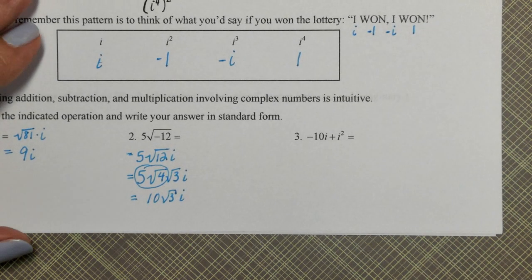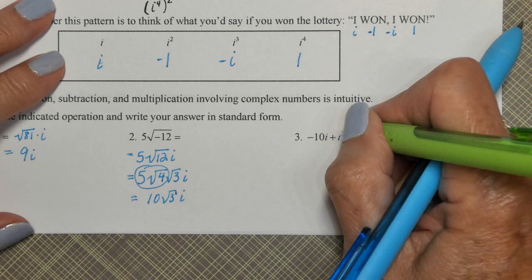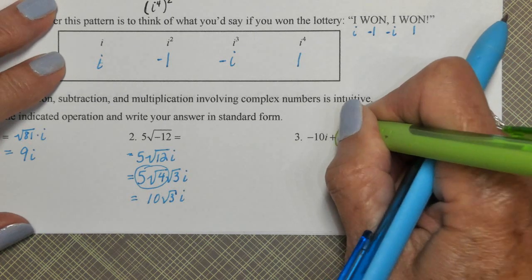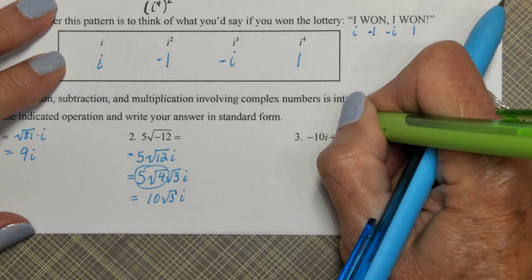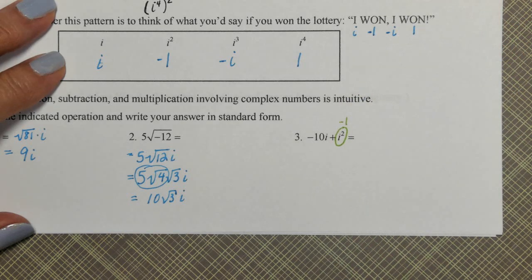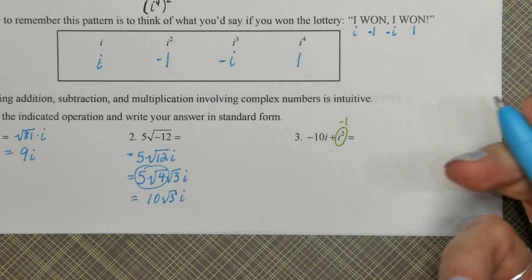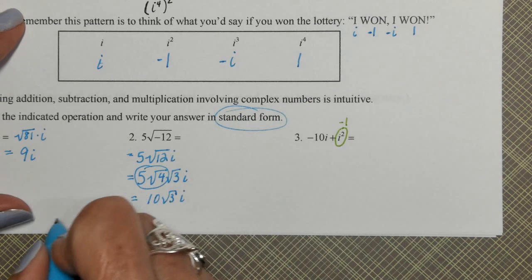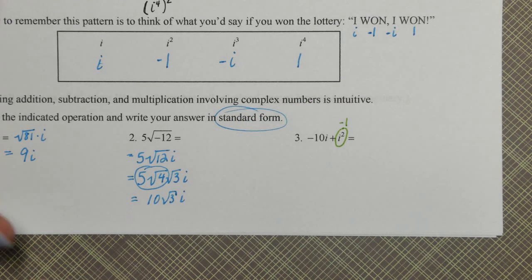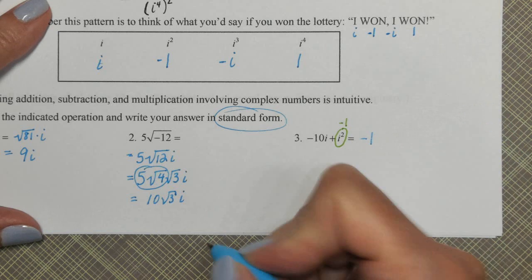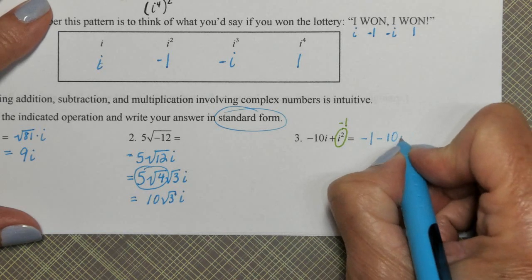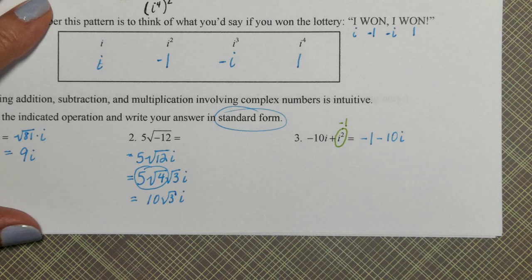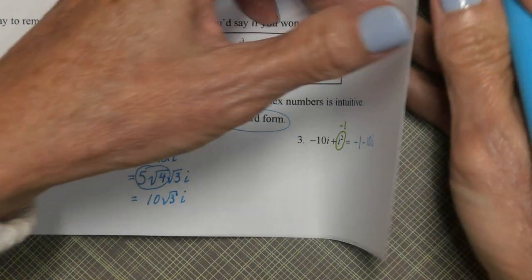Okay, this next one. I see a power of i, so I want to reduce. I always reduce a power of i. i squared is negative 1. So this is already kind of simplified. I just need to write it in standard form. Standard form always has the real part first and then the imaginary part. So that would be my answer there. Okay.